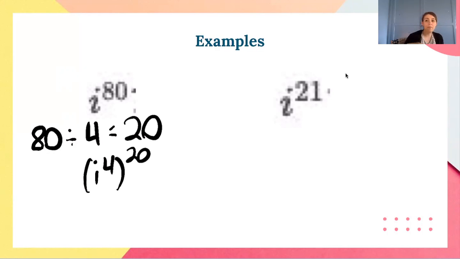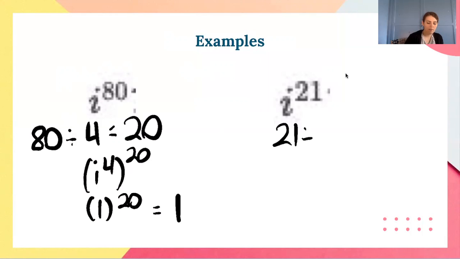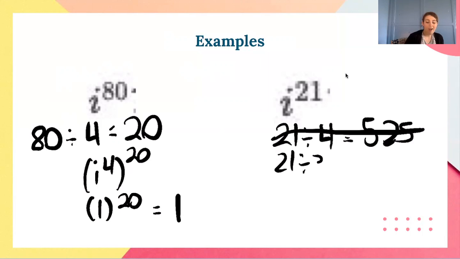So if I simplify i to the 4, I get +1. +1 to the 20 is just 1. Looking at the next one, i to the 21. 21 does not divide clearly by 4, so that one's not going to work. However, it does divide by 3.